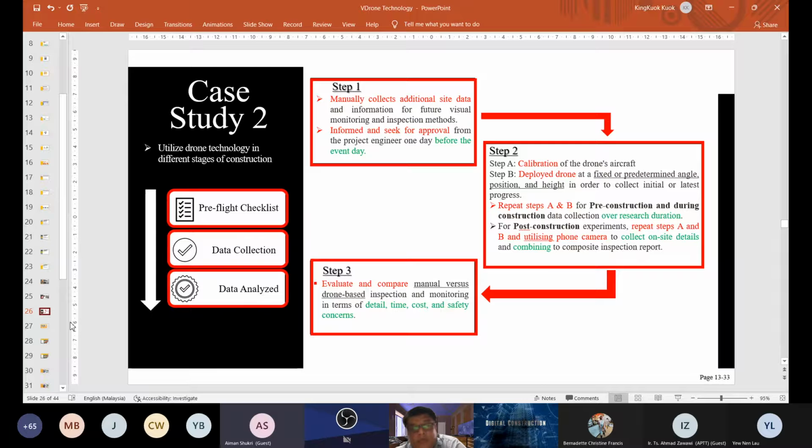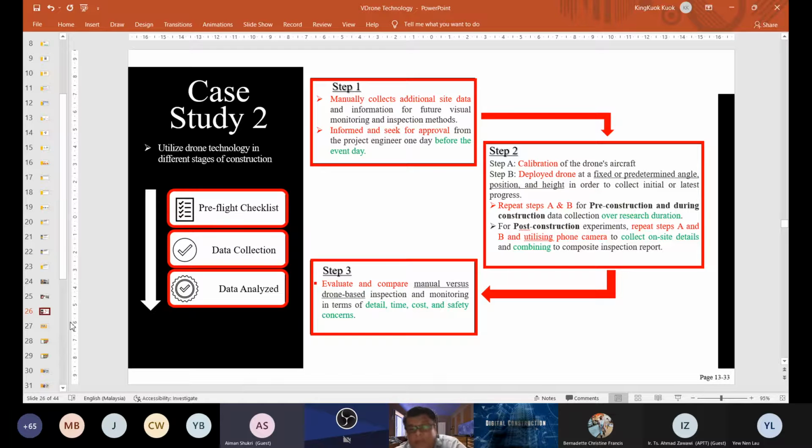Step 1 is we collect the data manually, because we want to do the comparison with physical monitoring. Before we fly the drone, we inform the person in charge on site. This is step 1. Step 2 is that before the drone flies, we calibrate it. We can deploy the drone at a fixed angle, and we can determine the height at which the drone can fly. We can set it before we fly the drone.